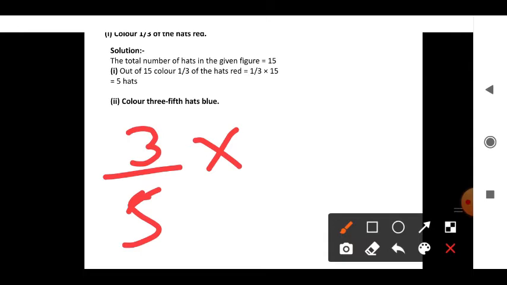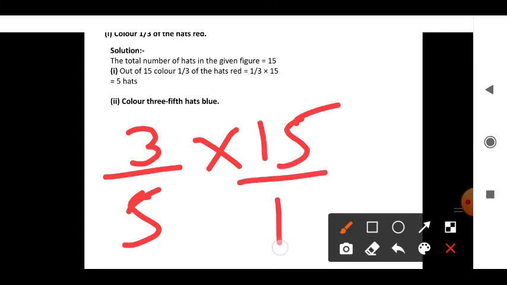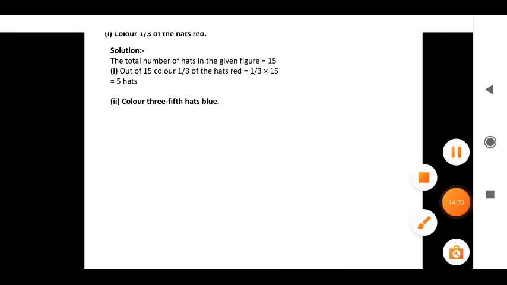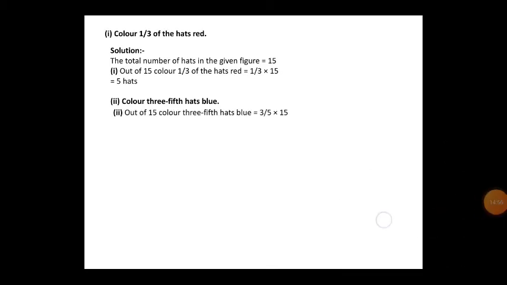So for the numbers given in fraction, you have to convert that into numbers. So what do you have to do? The total number of hats, what do you have to write here? The total number of hats is 15. Now 5 ones are 5, 5 threes are 15. So if you divide 15 by 5, here in the numerator what is remaining? 3 is remaining. So you have to multiply that. 3 multiplied by 3 is 9. So totally 9 hats she colored with blue.